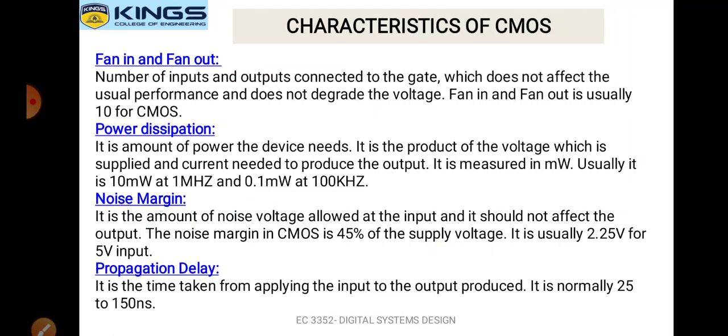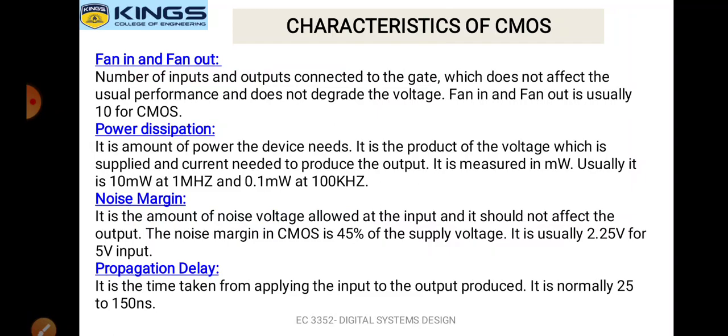This is nothing but the characteristics of CMOS. What are all the characteristics? Fan in and fan out, then power dissipation, noise margin and propagation delay. These are some of the characteristics of CMOS. What is meant by fan in and fan out? It is the number of inputs and outputs connected to the gate which does not affect the usual performance and does not degrade the voltage.